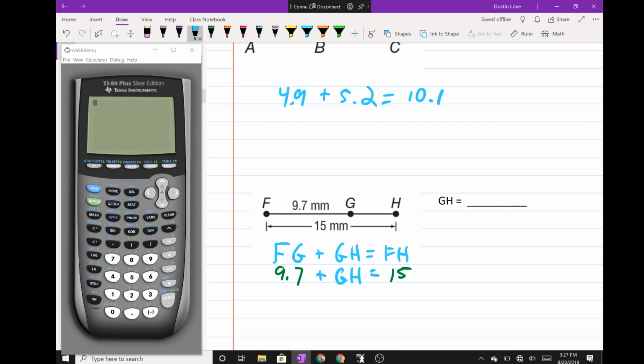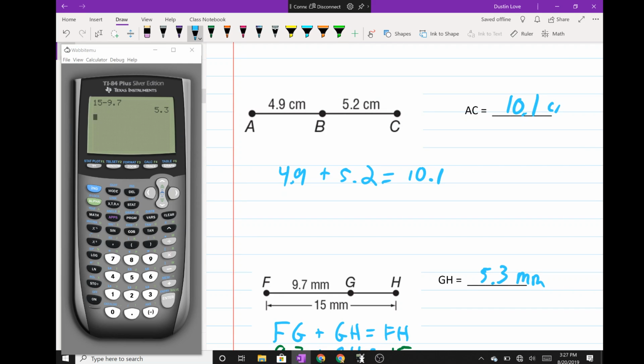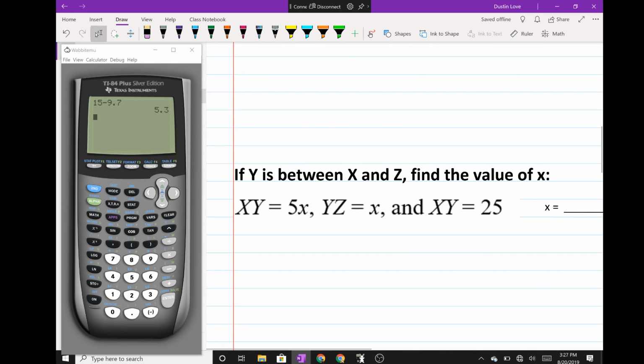Now, that being said, solving this equation, how do I solve for GH? Subtract 9.7 from 15. Yeah, just subtract 9.7 on both sides, and you're going to get GH is 5.3. Yeah, I should have believed y'all. 5.3. And let's make sure we leave our units on there. So it's 5.3 millimeters. And I forgot my unit on the first one. It should be 10.1 centimeters. All right, any questions over that? No. All right, easy enough.